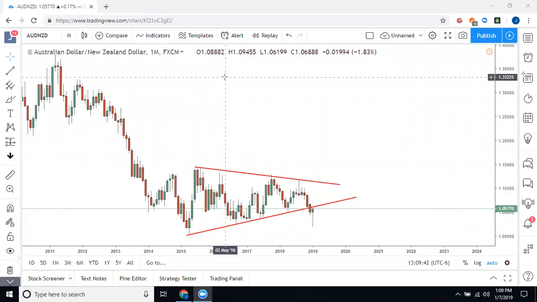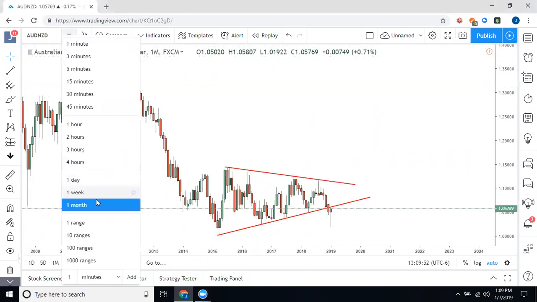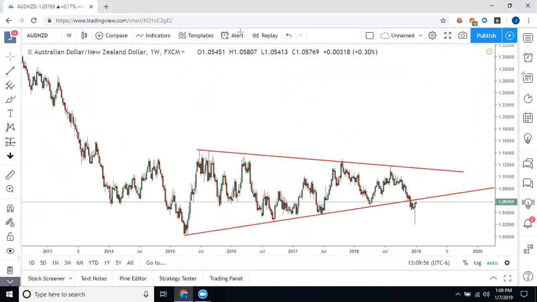Okay, so it's the beginning of the year. I feel like this is my favorite time to trade. Q1, maybe Q1. So AUD/NZD, we've been watching this for a hell of a long time.